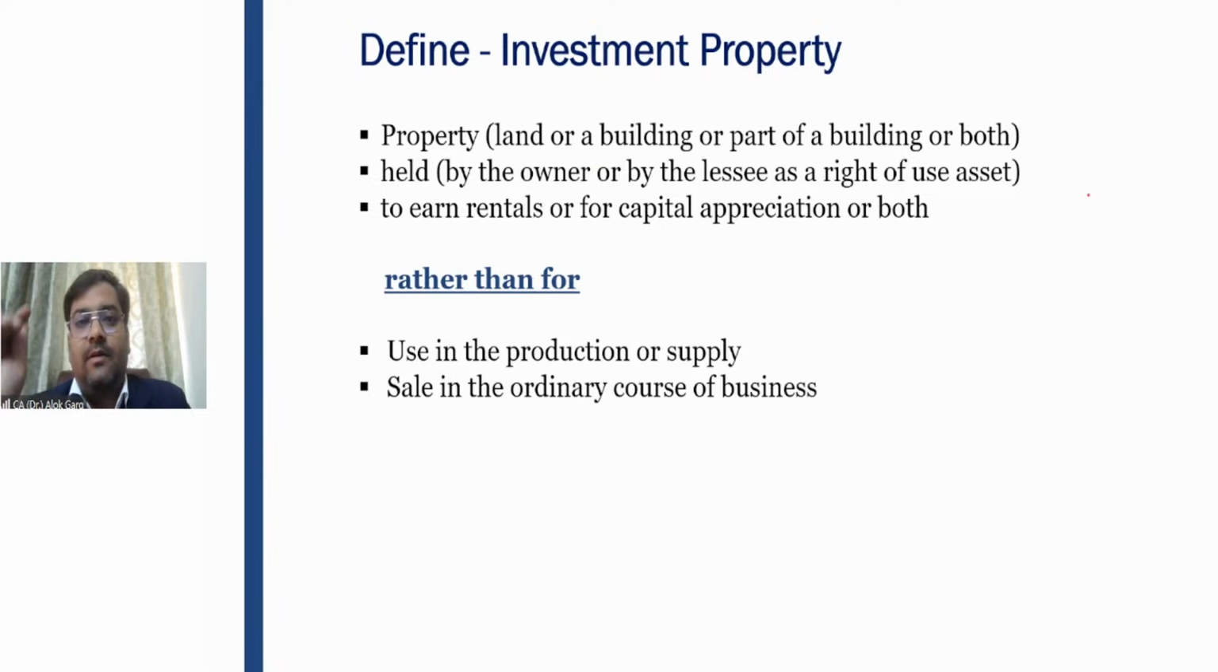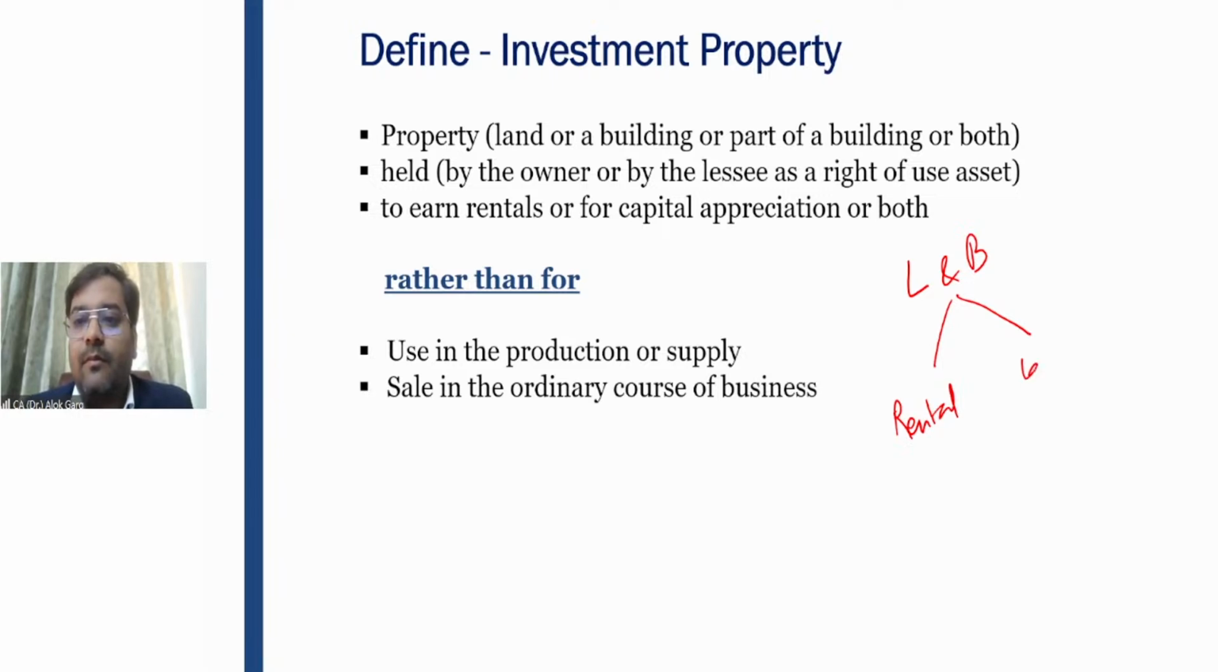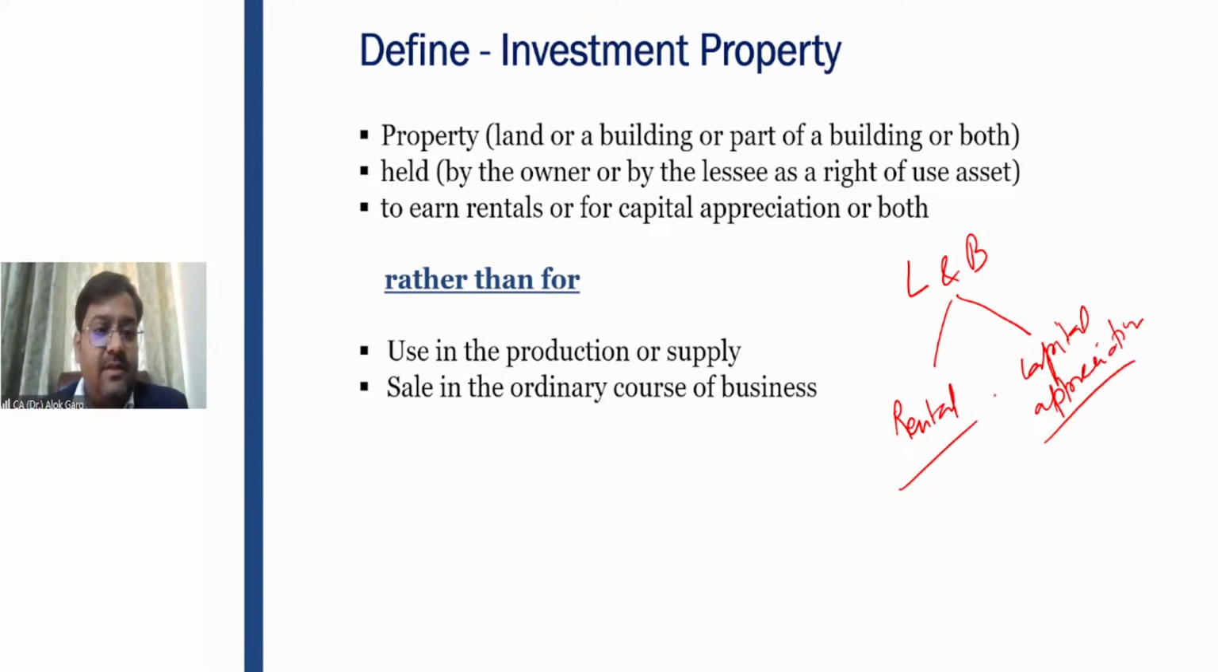See, the definition of investment property. Investment property is a land or building which is held for two purposes. Two assets if held for two purposes. First of all, I'll simplify this definition. Two assets, land and building, held for two purposes: rental purpose or capital appreciation purpose, right? These are the two basic natures of these two assets.